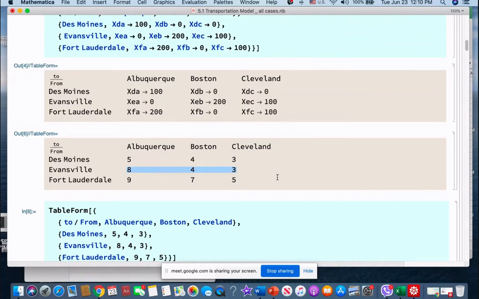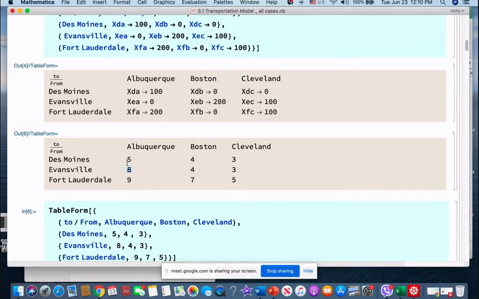You ship from Des Moines and you ship from Evansville. What do you see? You see that the difference is the shipment to Albuquerque, while the cost to Boston and Cleveland is the same. Therefore, what do you want to do? You want to ship as inexpensively as possible. Because of this comparison, you will make a decision on what is going to go to Albuquerque.